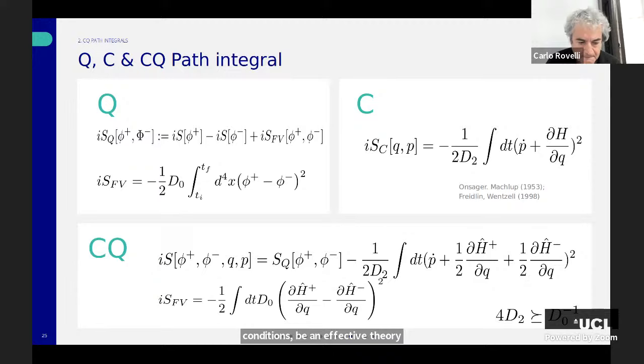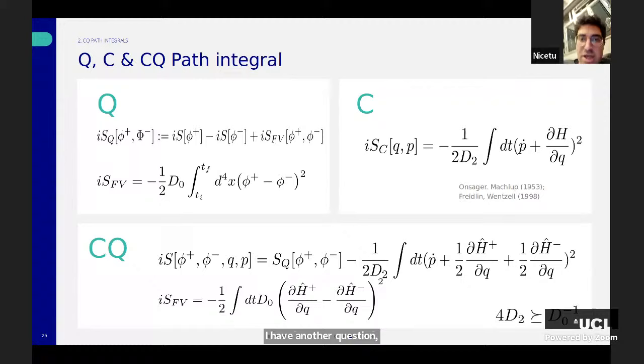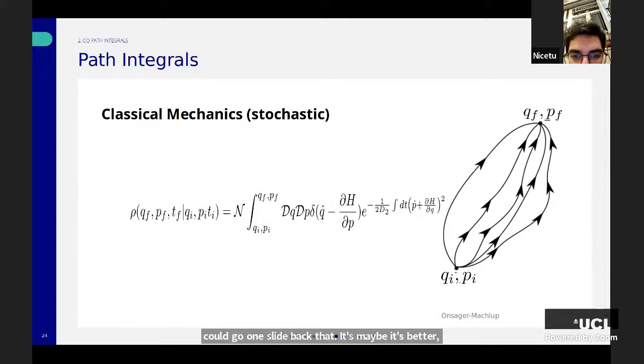I have another question, Jonathan, if you don't mind. It's just to understand this classical stochastic force that you have. If you could go one slide back, maybe it's better. Sorry. Is there a particular reason why you suppress one of the equations of motion, not the other? Like, why do you suppress P dot and not Q dot?